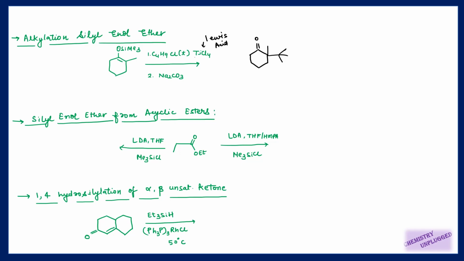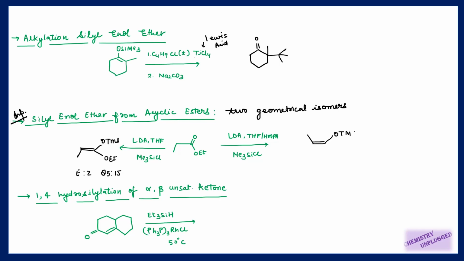Then the second point is silyl enol ether from acyclic ester. This is a very important point. So an acyclic ester can give 2 types of geometrical isomers, right? When I am using LDA in THF only, and then trimethyl silyl chloride, it will preferentially give me the E-enolate. The ratio of E to Z is nearly 85 to 15. But when I am using HMPA also, hexamethylphosphoramide, then it will preferentially give me the Z-enolate.